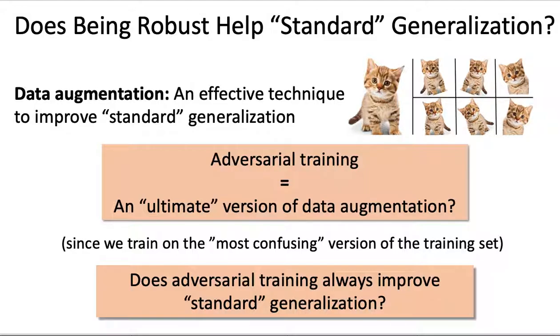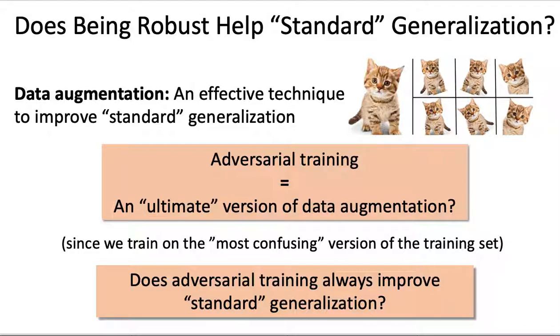Now we go back to your question. My belief is that if we can get a robust classifier, it can only be better than the standard classifier. So let's see about that. Does being robust help with standard generalization? We are asking our model to do even more. Does it mean that we do very well on standard generalization?